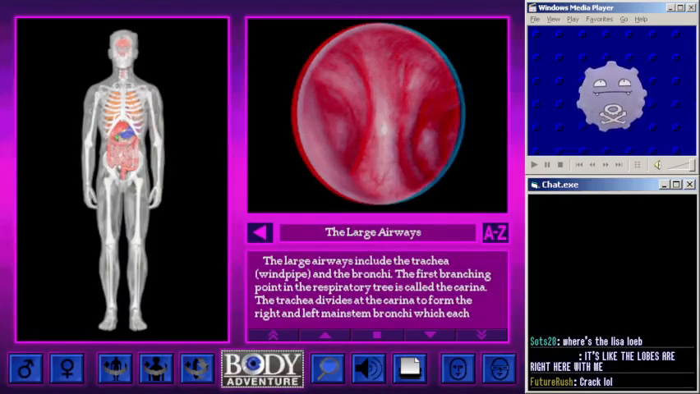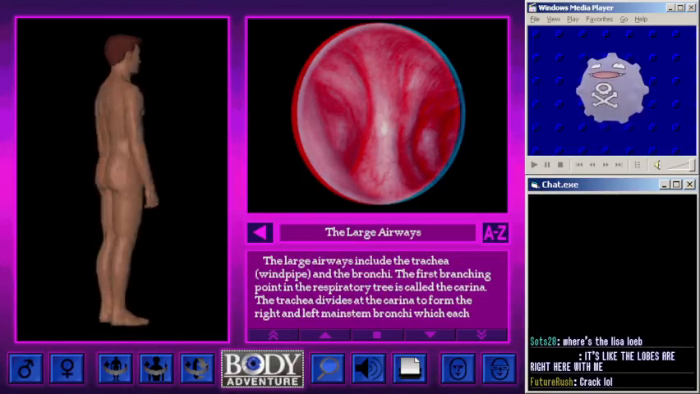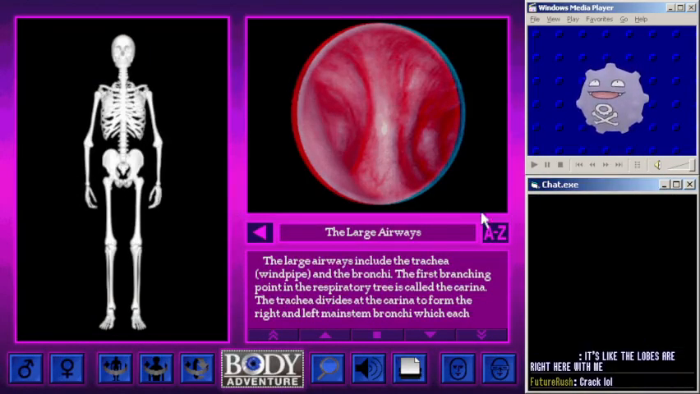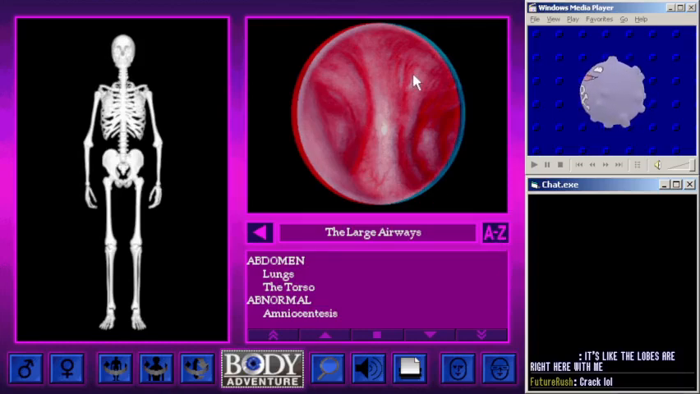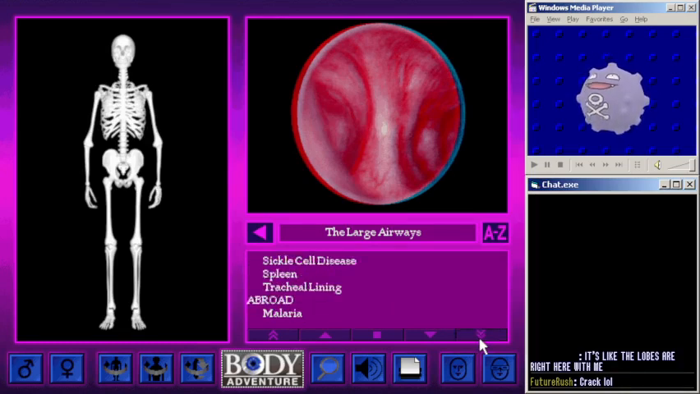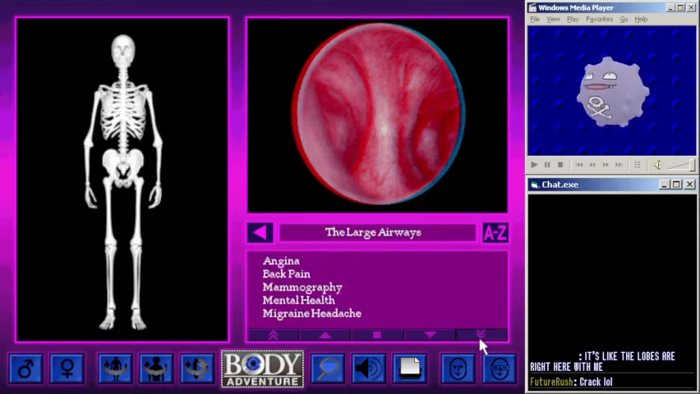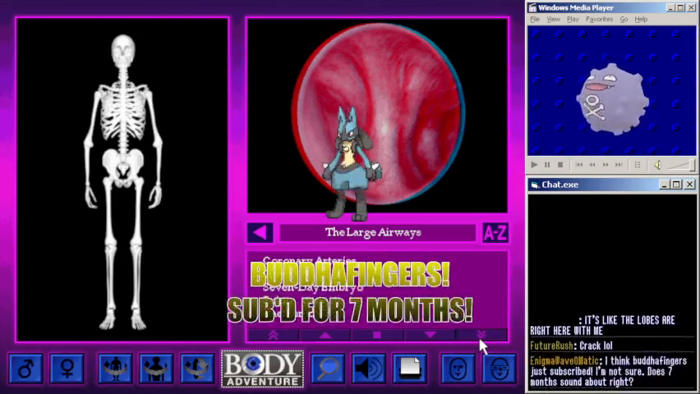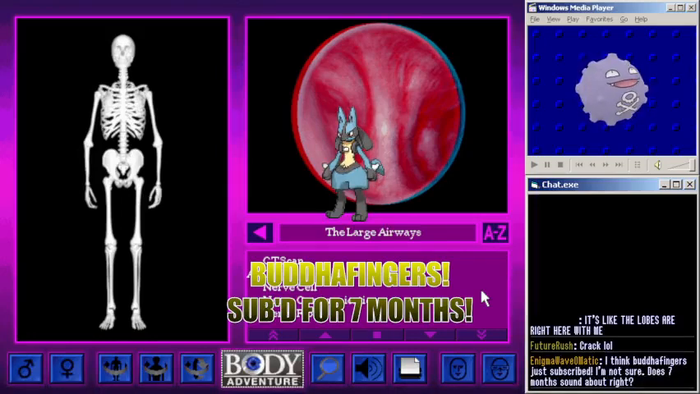The large airways. So the MS-DOS version of this has a, when you click on A to Z, it actually shows, yes, A to Z. That's the real alphabet. A, B, C, D, E, F, G. You click on this, it shows 26 large buttons that you click on for every letter of the alphabet to jump straight to that section. But all this has is scrolling, and more scrolling.